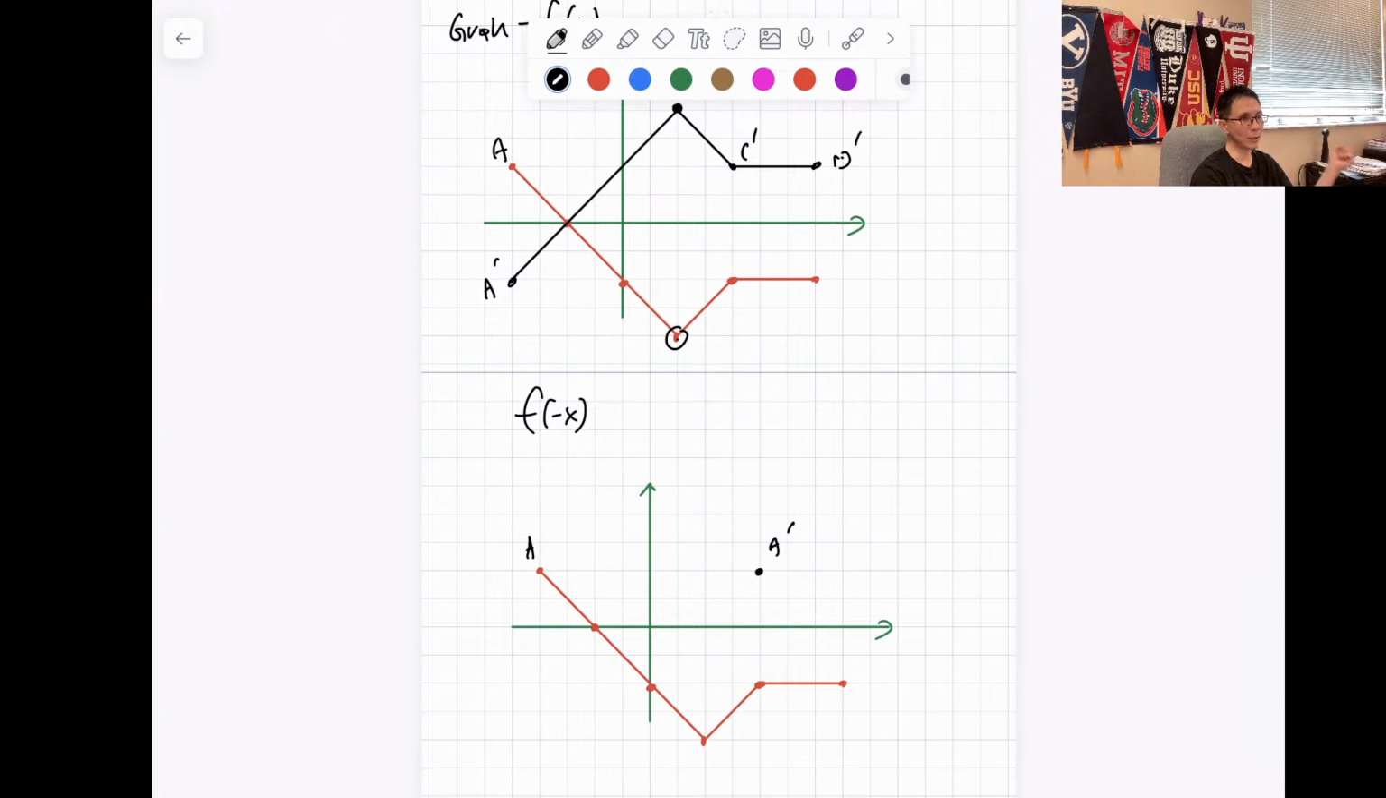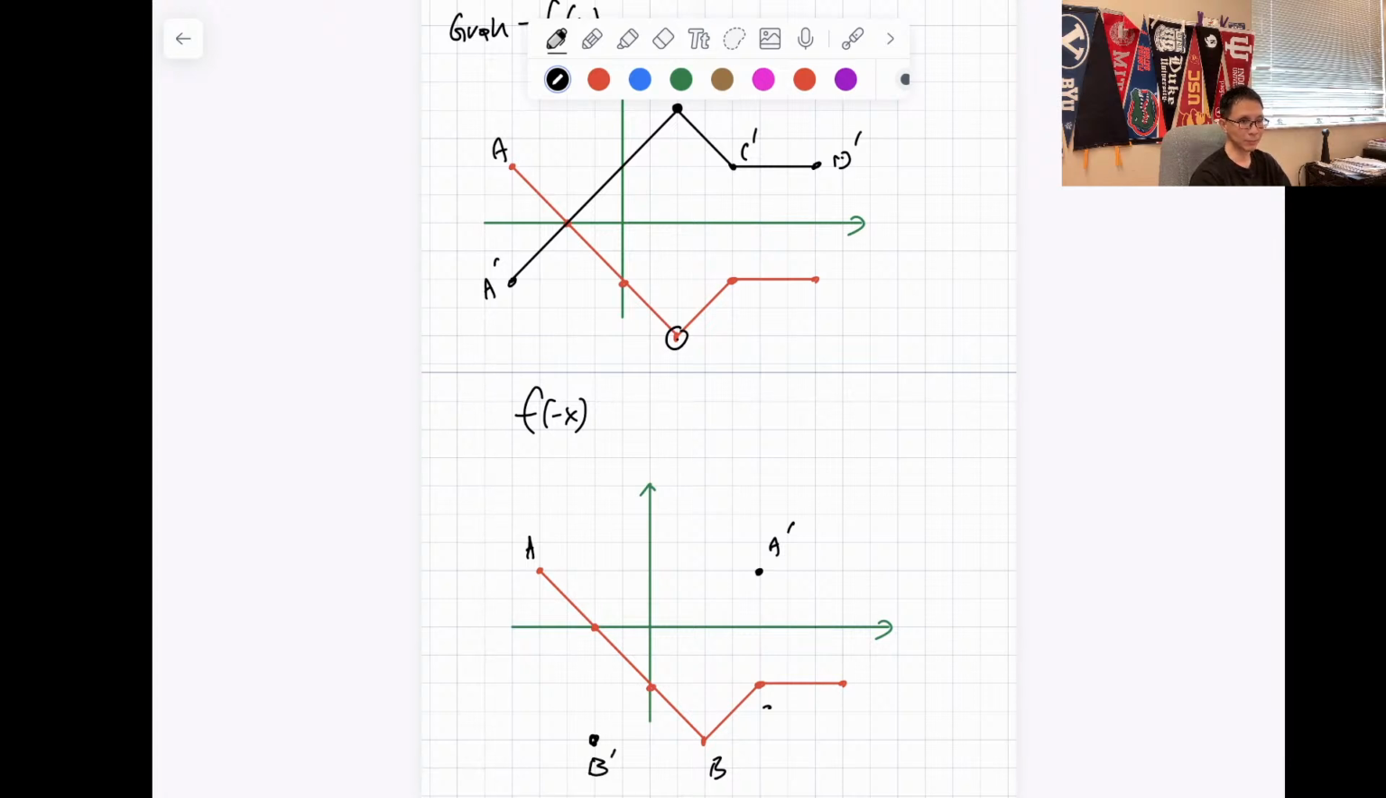Reflect across the y-axis. Is that okay? How about this point, B? What is the opposite of B according to the y-axis? Which coordinate would it be? What's the B prime at? -2, -4. Good. So this is B prime.